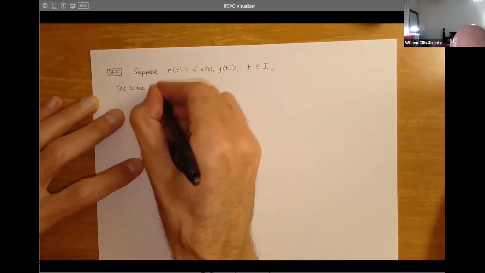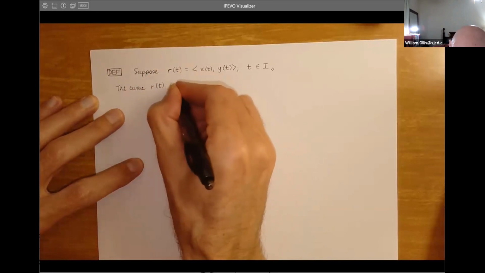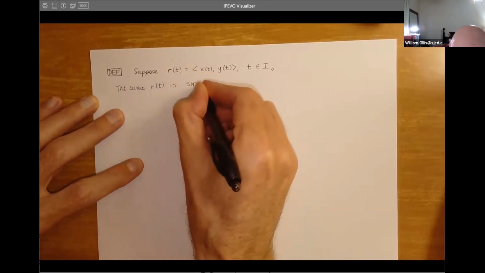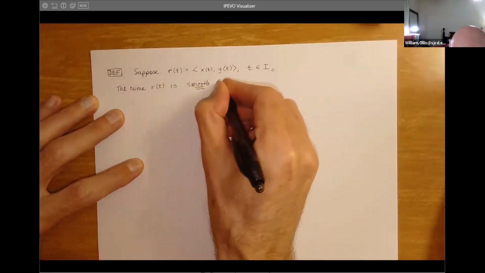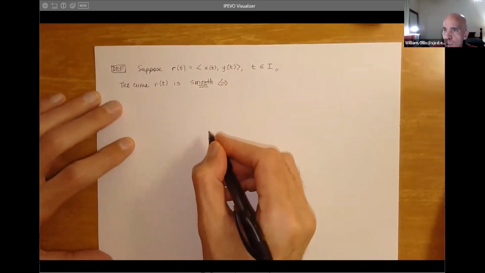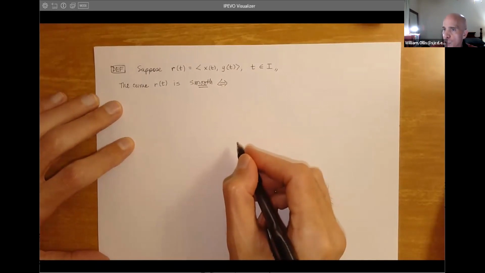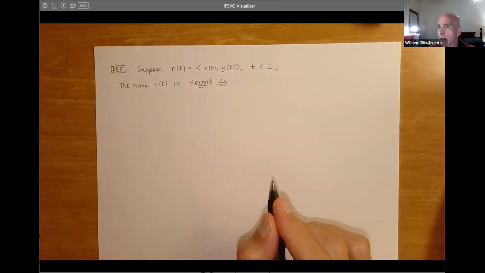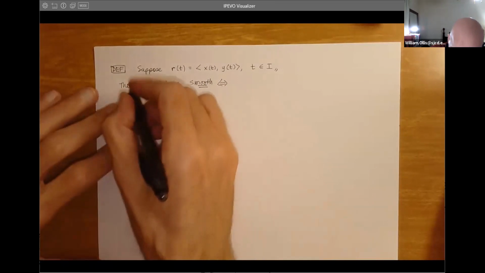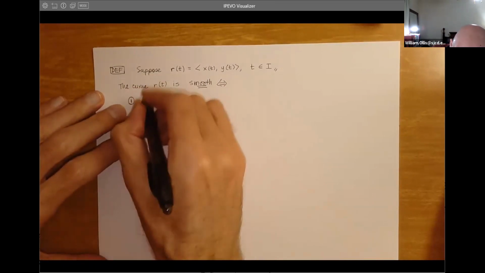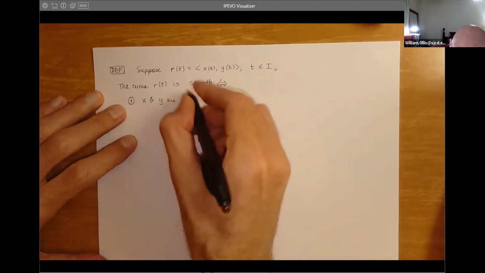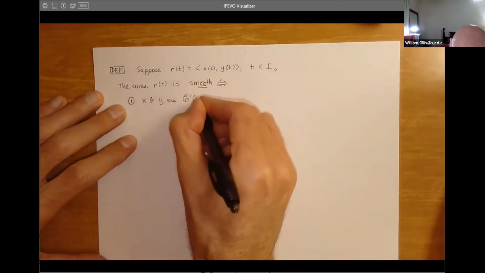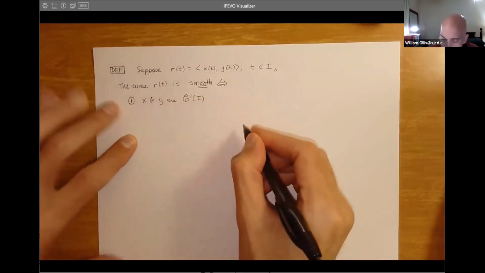The curve r of t is smooth if and only if, and you're thinking, if it's smooth, it's got to have some nice continuous derivatives like we needed for what? Taylor polynomials. Number one, x and y are C1, right? C1 on I. What does that mean? Does anybody remember?